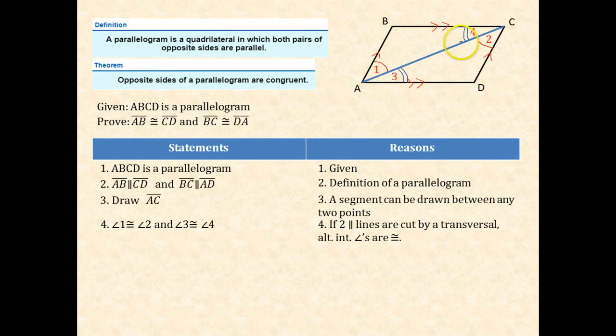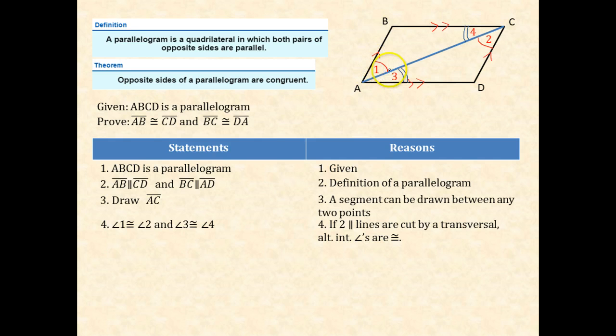Now when I drew segment AC, I cut my parallelogram into two triangles, triangle ABC and triangle CDA. And I already have a congruent angle and another congruent angle. And so there was a bunch of theorems, or postulates actually, that we could use to prove triangles to be congruent. There was angle, side, angle, side, side. Which one of those could I use here?